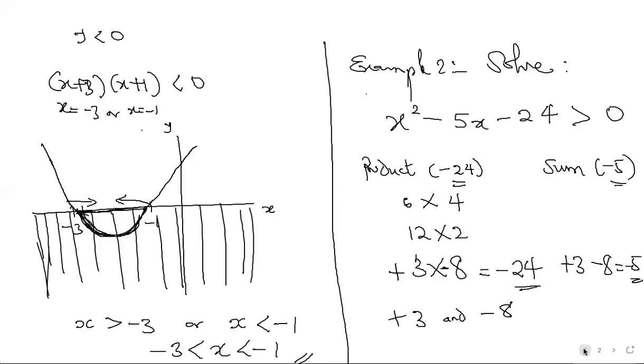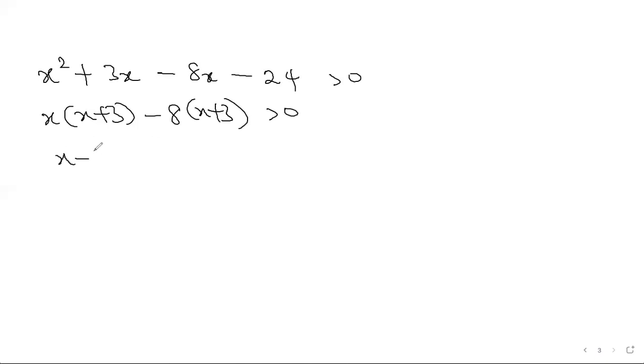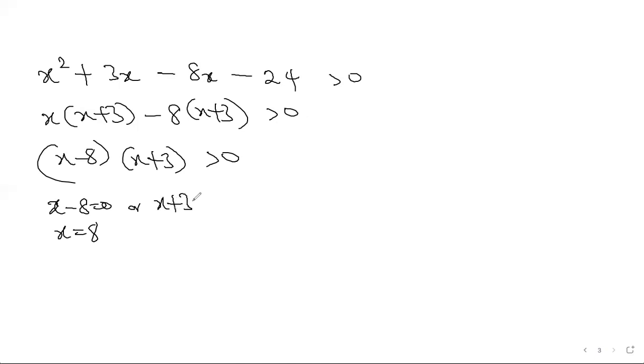Double check that. Okay. So greater than 0. So I'll factorize this part: x plus 3, minus 8, x plus 3, greater than 0. Then I have x minus 8, x plus 3, greater than 0. So if I solve this part to get the roots, if I equate this part to 0, then I will have x equals 8. Or if I equate this part to 0, I will have x equals -3. So now I have the roots as 8 and -3.